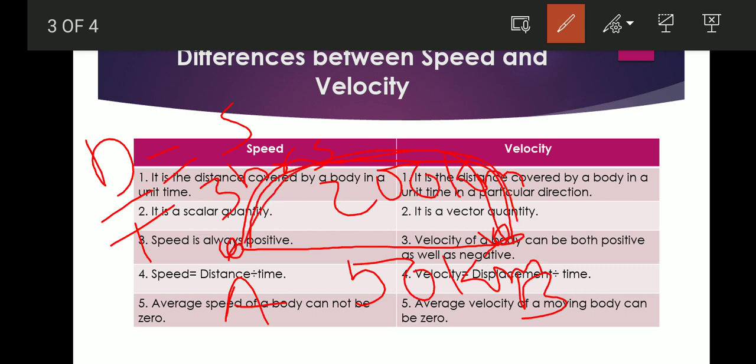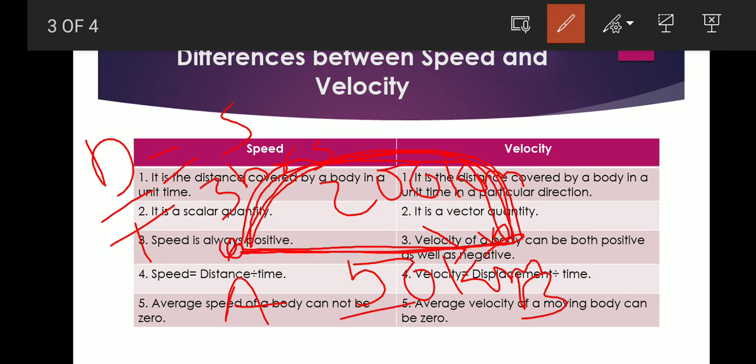Speed is 66.6. Distance and time: distance 200 times 3 hours gives 66.6. Velocity is the distance covered by a body in a unit time in a particular direction. Particular direction, this direction is the displacement. The distance covered in that direction is displacement.